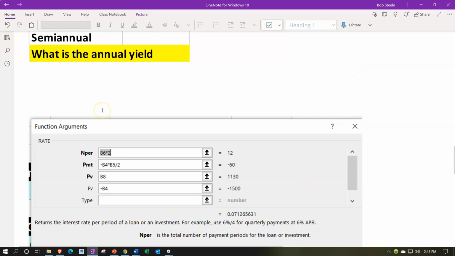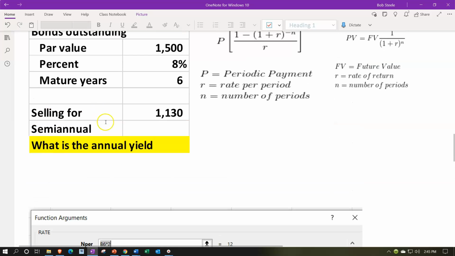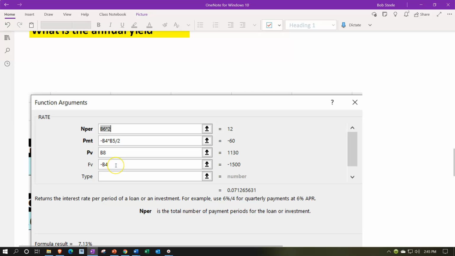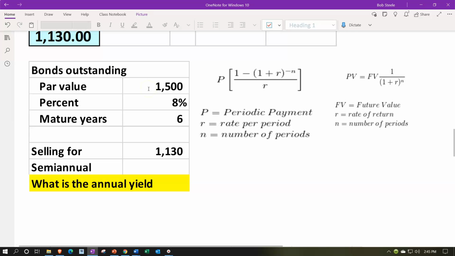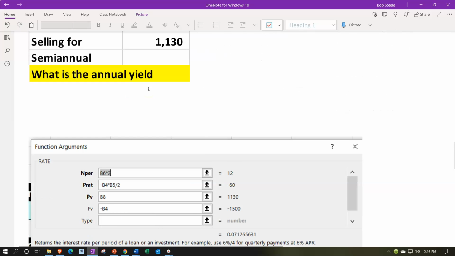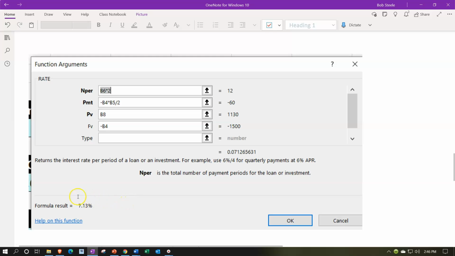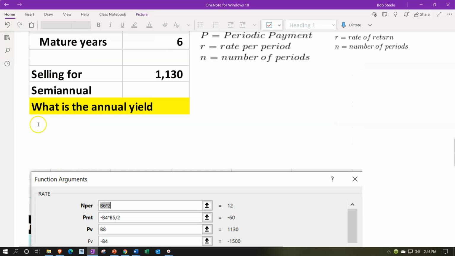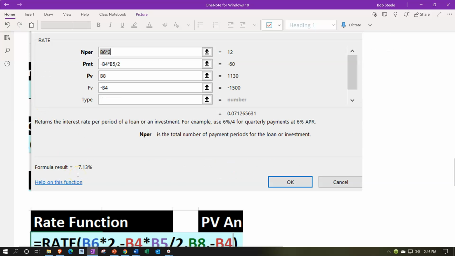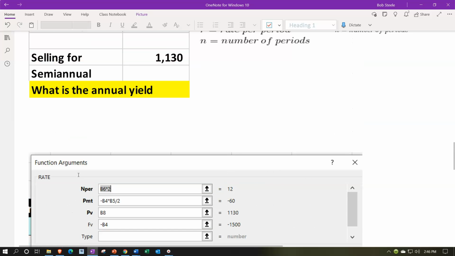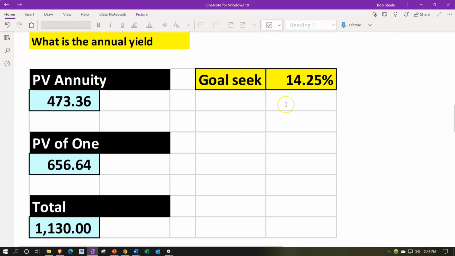And then the present value would then be the 1,130, because that's the price or the present value. And then the future value, which again needs to be negative, would be the rate or the maturity value, the 1,500 in our case. And that will give you the result down here, 7.13. However, note that that 7.13 is picking up the rate based on the periods that are covered, the semi-annual periods, meaning the 6-month periods. So if you want to get the annual rate, you got to take that result and multiply it times 2 to get to our result up top, which is that 14.25.